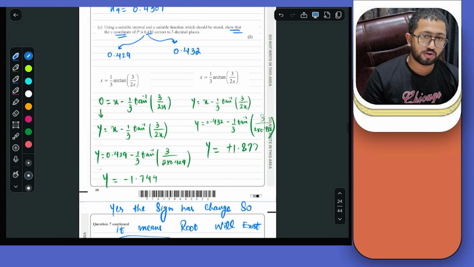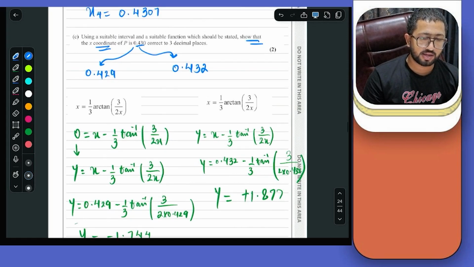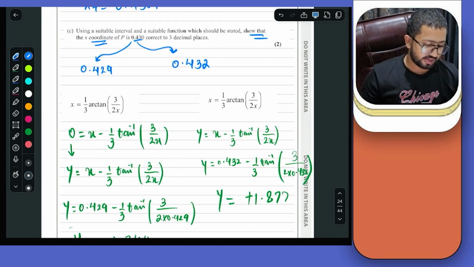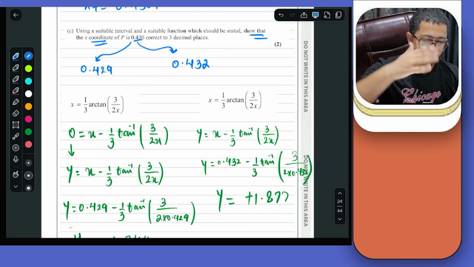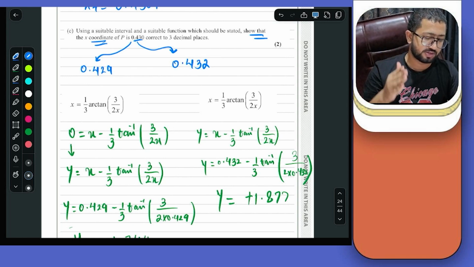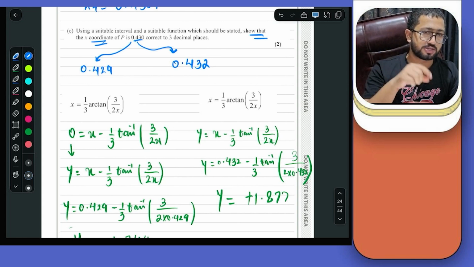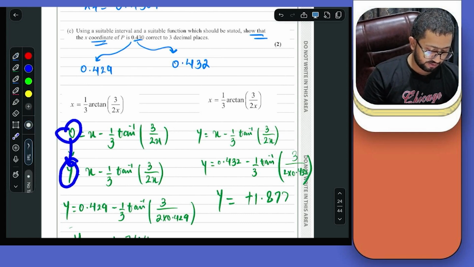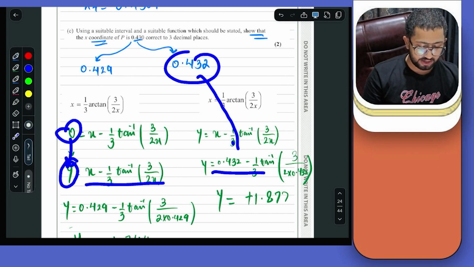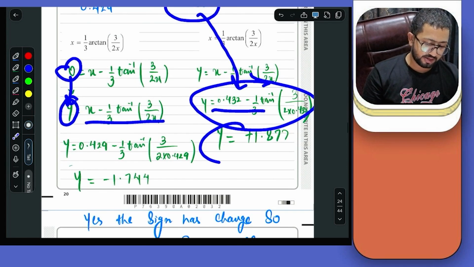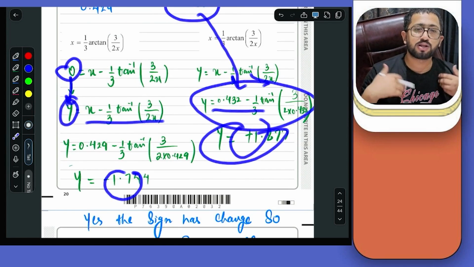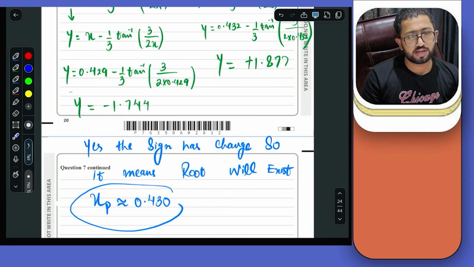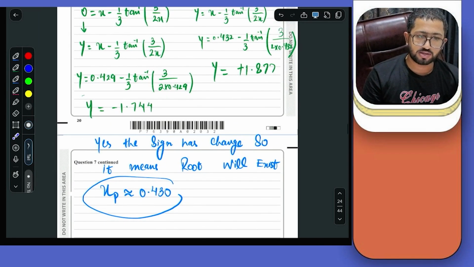Please be careful. Always at the end, the examiner can ask this type of question using a suitable interval. So you have to take a slightly smaller value and a slightly bigger value around 0.430 and put them into the function. But first, make 0 to one side and replace 0 with y. Then put the values into the function. If the sign changes, and it will always change in P3, then at the end you can say yes, the root will exist. That is a part of the answer. Perfect.